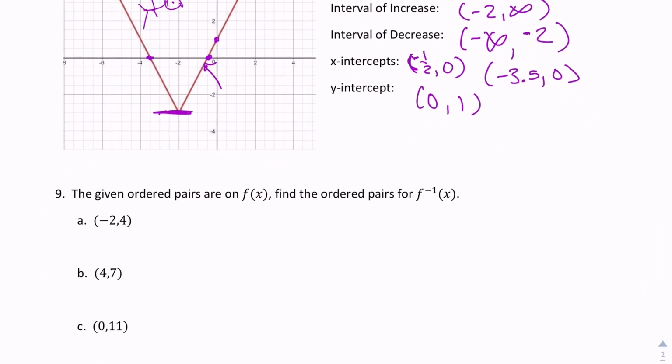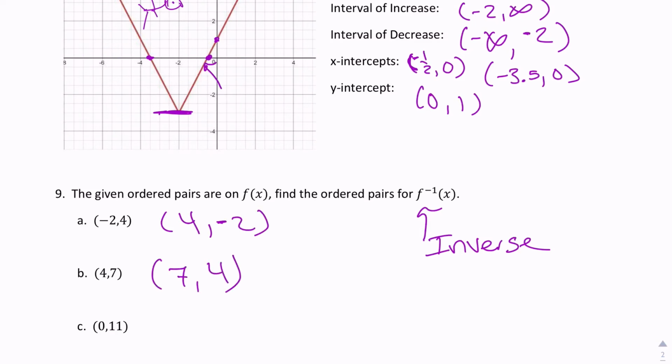Again, rewatch any of these that you need. This notation stands for the inverse. So that's just switch x and y. So negative 2, 4 becomes 4, negative 2. 4, 7 becomes 7, 4. 0, 11 becomes 11, 0.